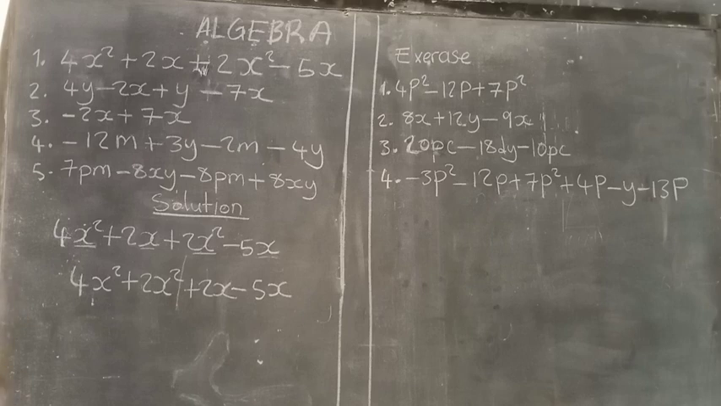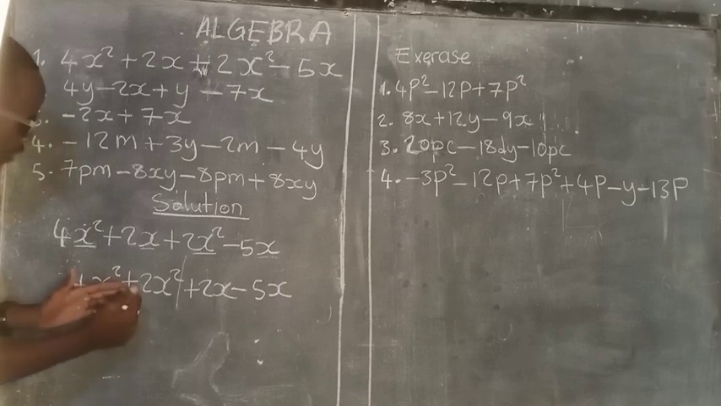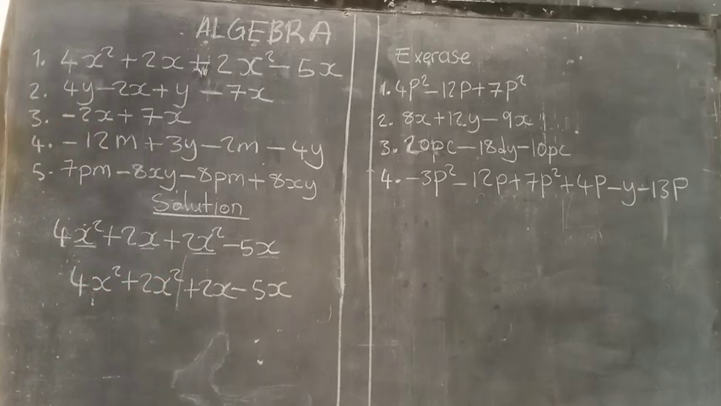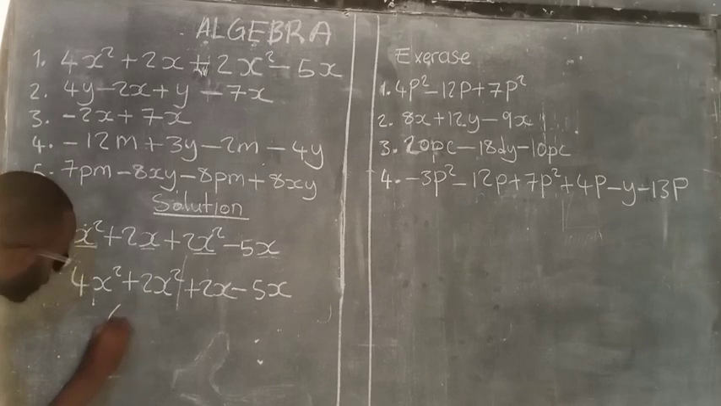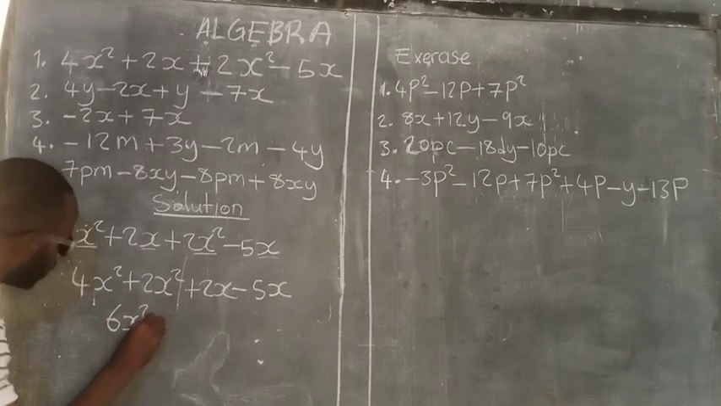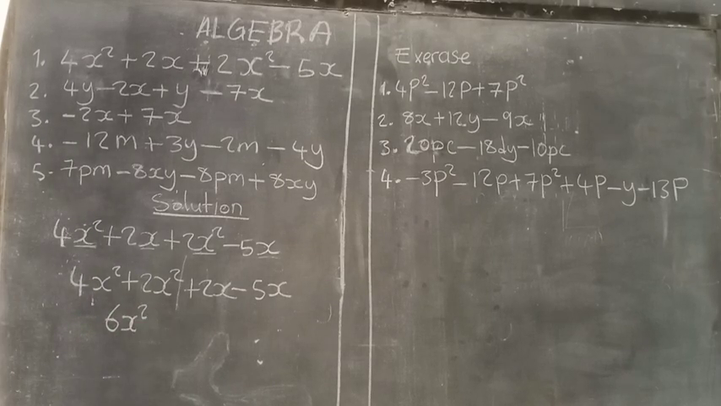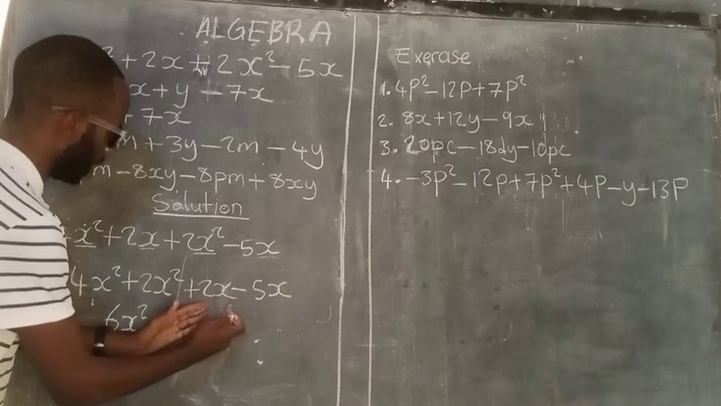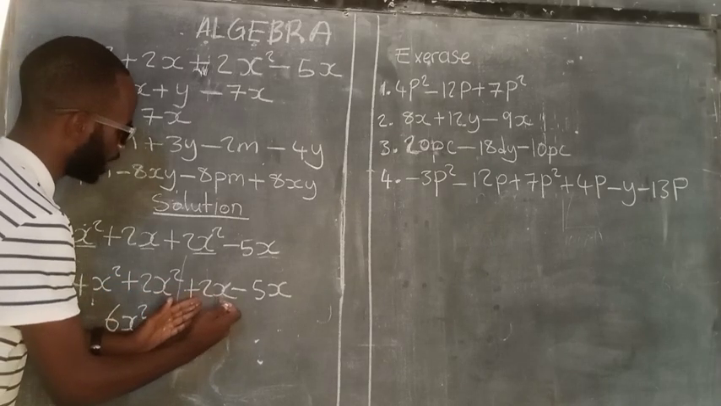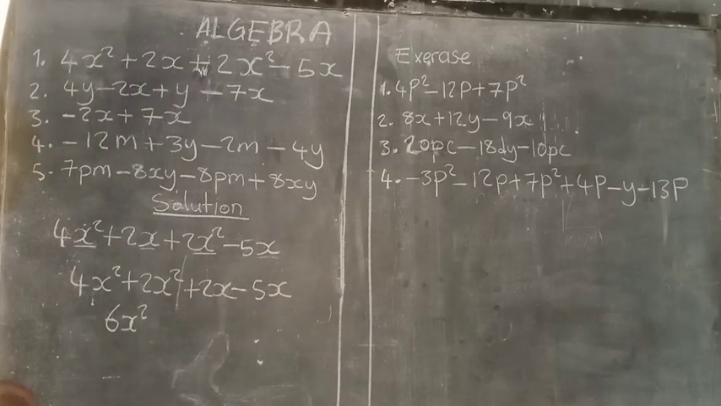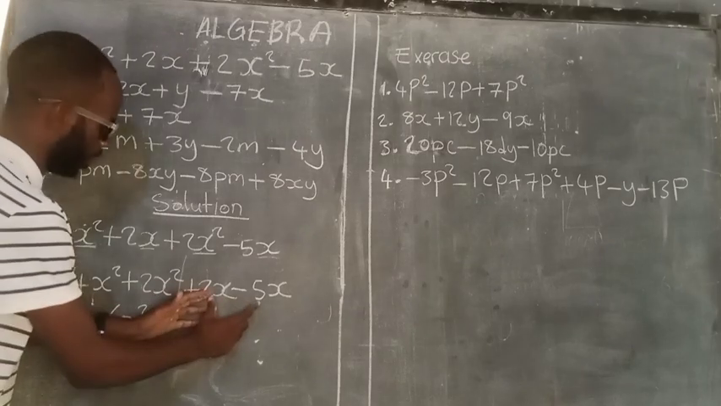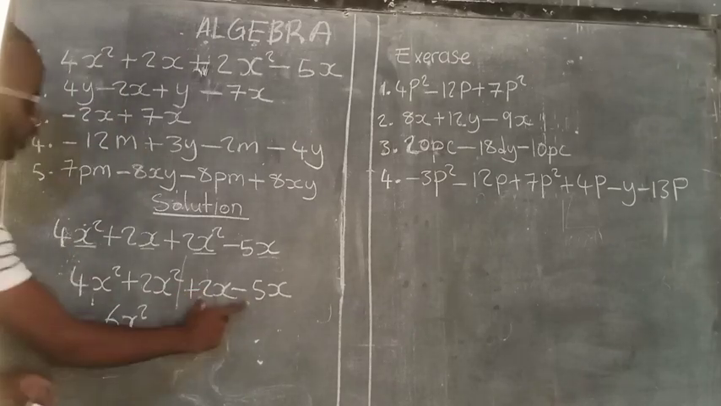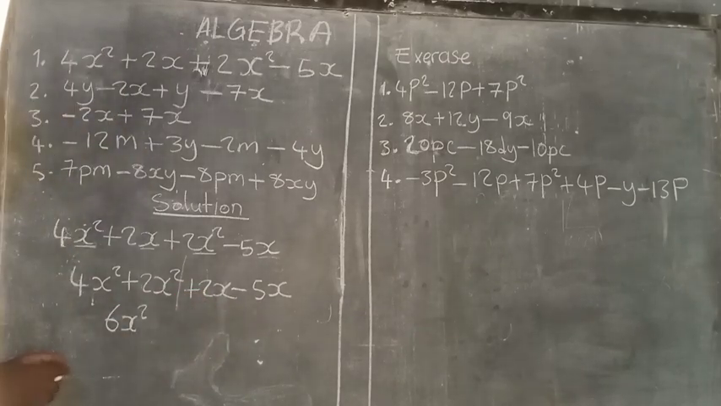Now, like terms can be added and they can also be subtracted. Here we have 4 tomatoes plus 2 tomatoes. We get a total of 6 tomatoes. This side, 2x minus 5x. To simplify this one, we are supposed to follow the rules of integers.